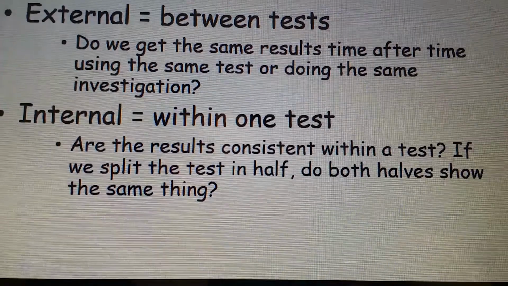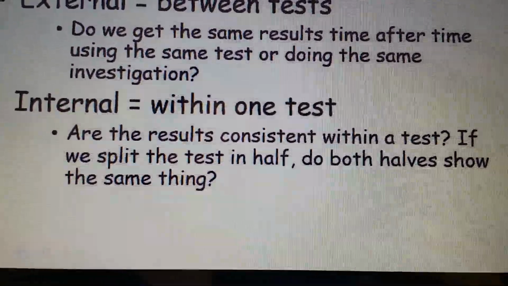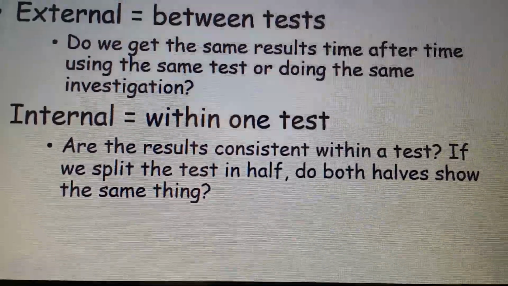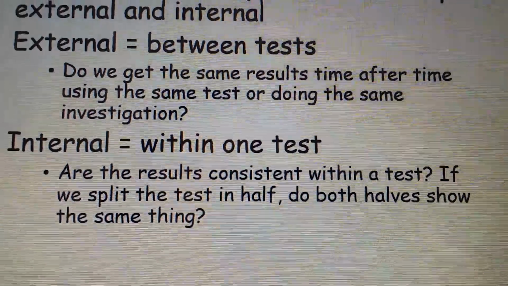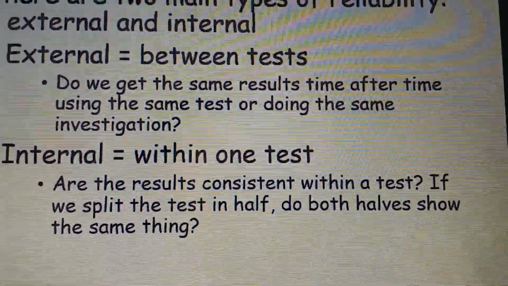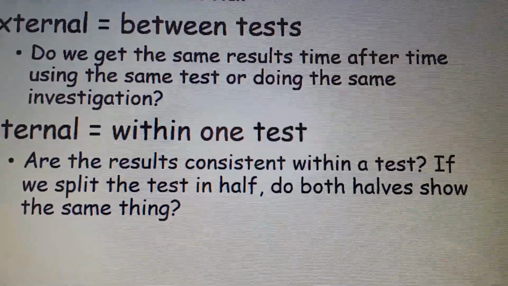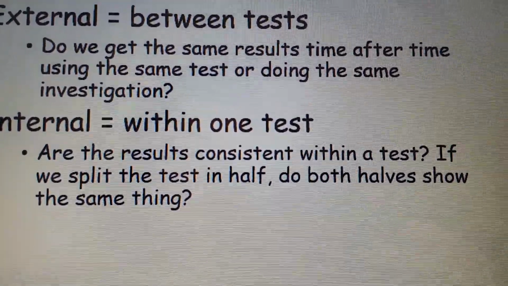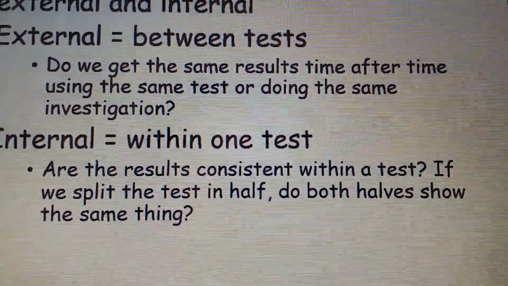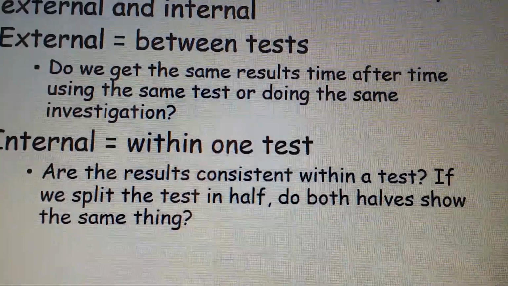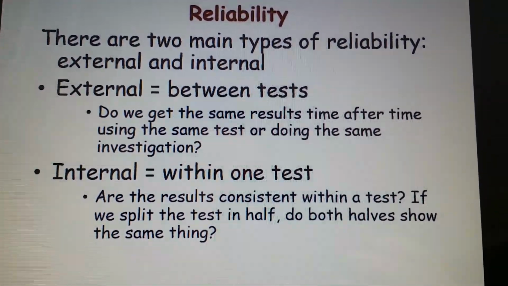Internal reliability is harder. This is where you look at the results within a test. Are the results consistent? If we split the test in half, do both halves show the same thing? So if you take a spelling test and there are 20 questions, are all 20 questions of similar difficulty? To find this out, you would split the test into two, perhaps looking at all the odd questions and then all the even. Remember, this is about, do you get the same results?